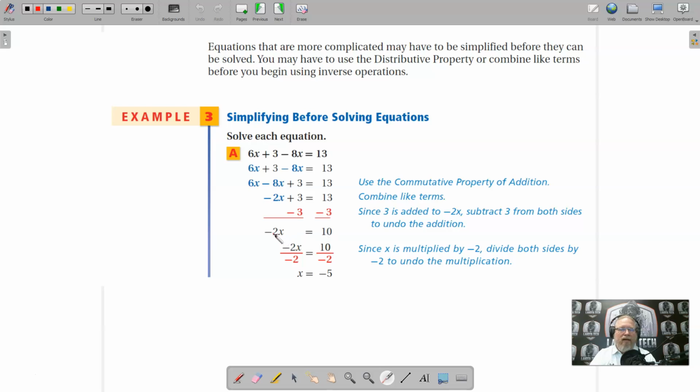Let's divide by the very number we wish to get rid of. So we want to get rid of this negative 2. So we're going to divide both sides by negative 2. Negative 2 divided by negative 2 is positive 1. 1 times x is just x, so the negative 2's cancel each other. And 10 divided by negative 2, that's positive divided by negative, so the answer is going to be negative. And 10 divided by 2 is 5, so we see our solution would be x equals negative 5.